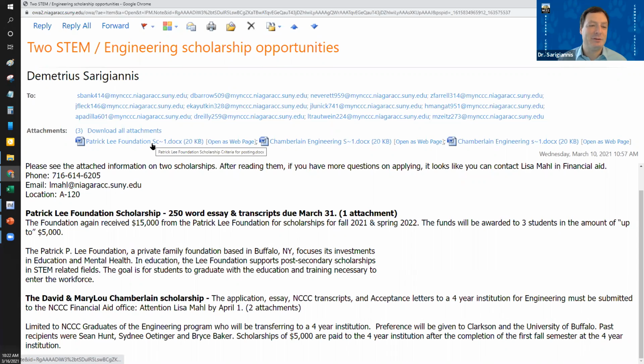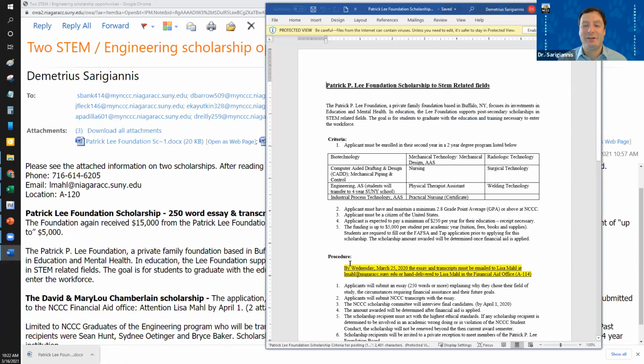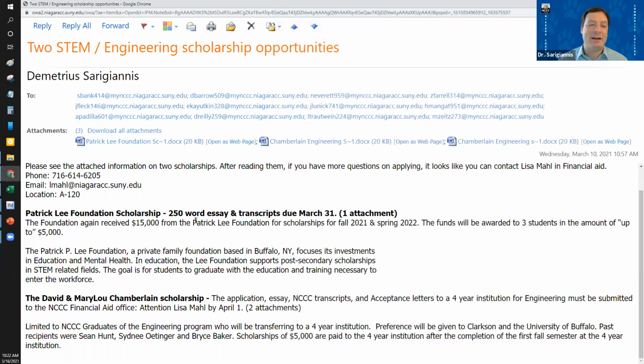Let's open this. Well, is this the one for? Yeah, this is the one for a wide variety of disciplines, right? So this is applying to a whole bunch of things. So it's not just engineering, you know, it's biotech, nursing, radiology, welding, etc. So there's that. And then the David and Mary Lou Chamberlain Scholarship, this is specifically for engineers.